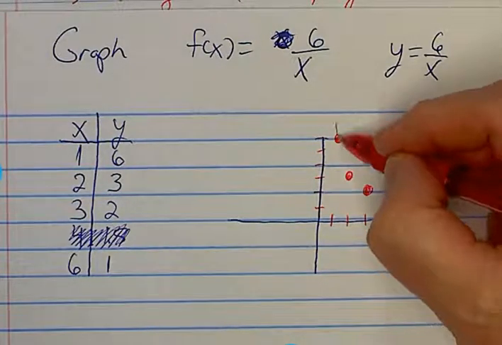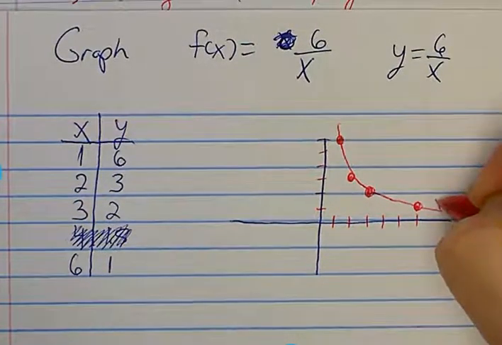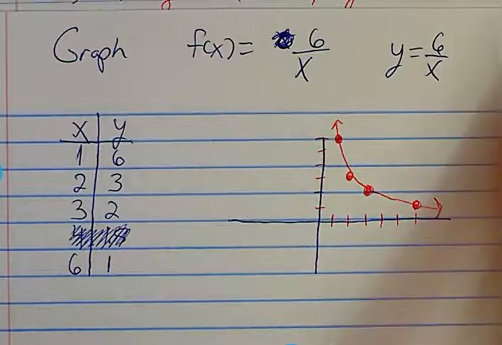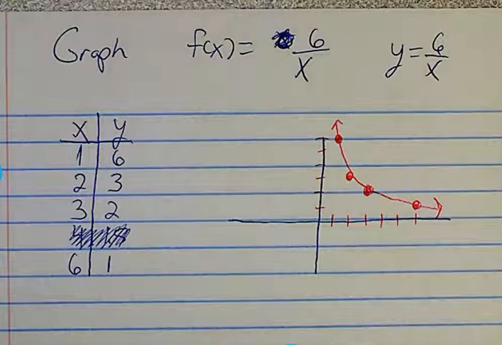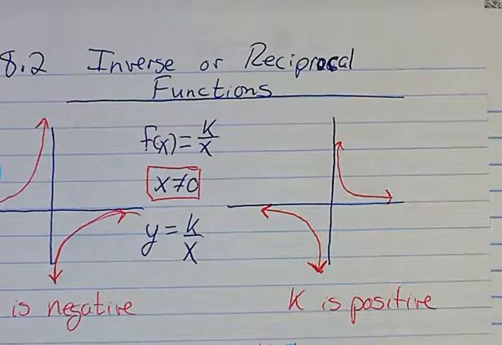Okay, and if you connect the dots, it gives you a line that looks something like that. And if we go back up here real quick, our k value was 6. 6 is positive, so it falls into that graph. So it looks something like that.